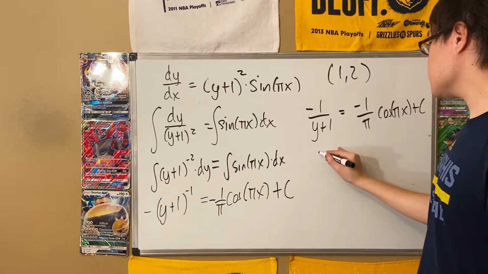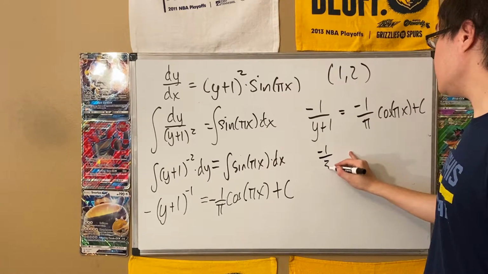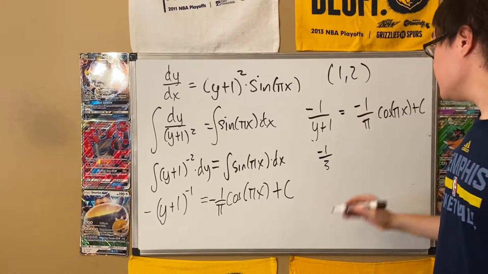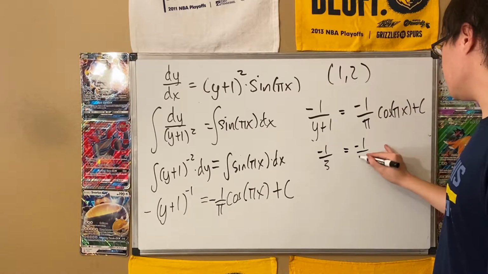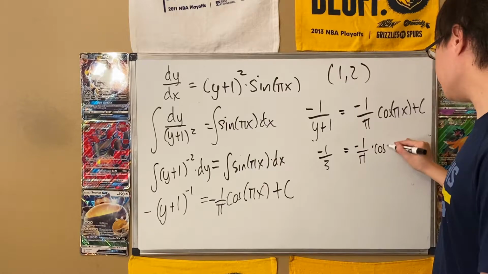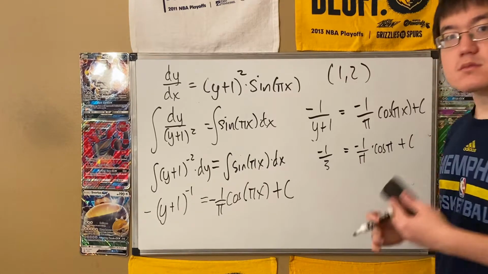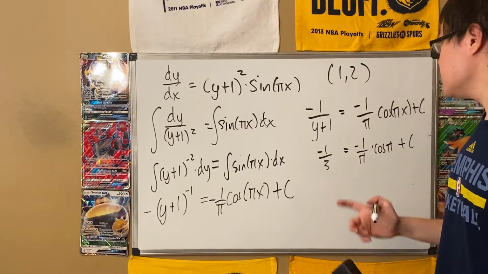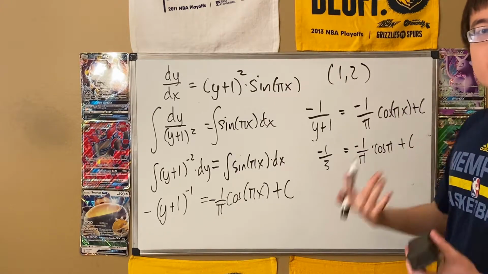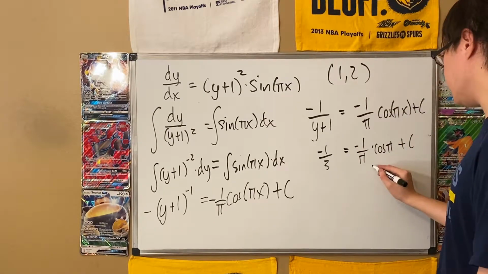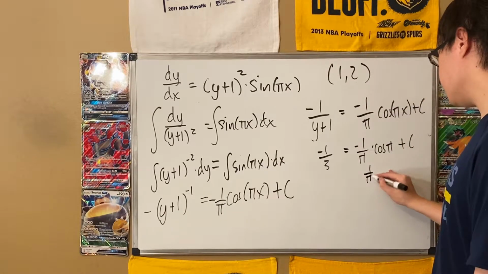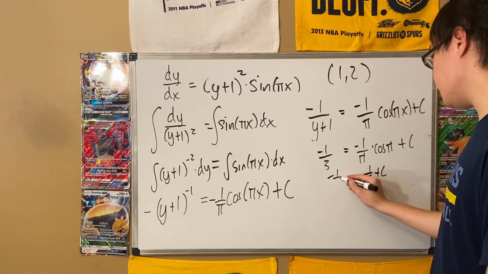We're going to plug in this. Looks like it's negative 1/3 because we're plugging in 2 for y. Then on this side, you're going to get negative 1 over pi, then cosine of pi plus c. Well, because we plugged in 1 for x, cosine of pi is negative 1. So this is just going to be 1 over pi plus c, negative 1/3.